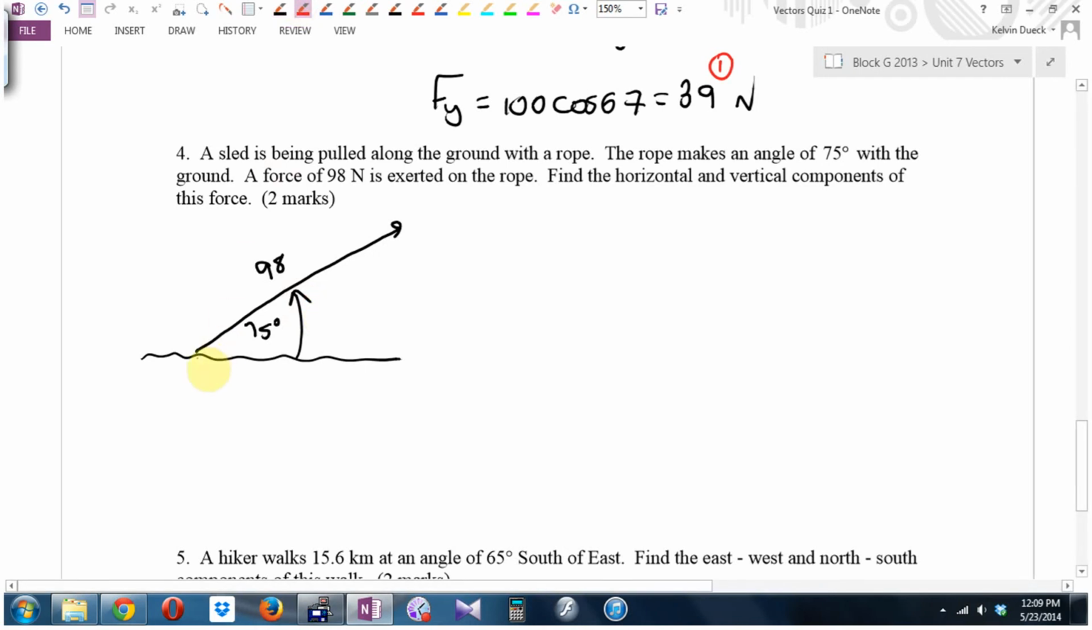And it wants me to find the horizontal, I'll call that Fx, and the vertical, I'll call that Fy. Components. Opposite, hypotenuse, adjacent. I think Fx is going to be cosine. I think Fy is going to be sine. Is it getting kind of repetitive? I hope so. There are really only a couple of options for components.